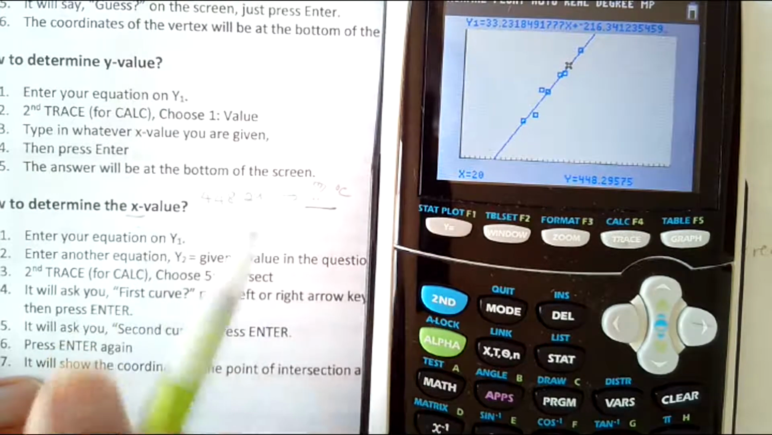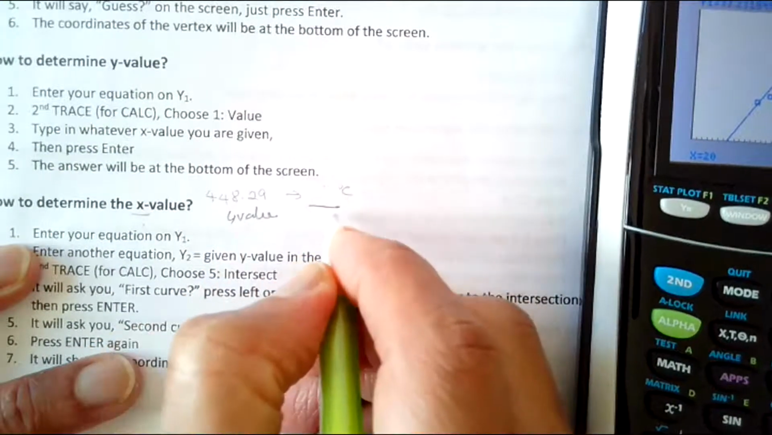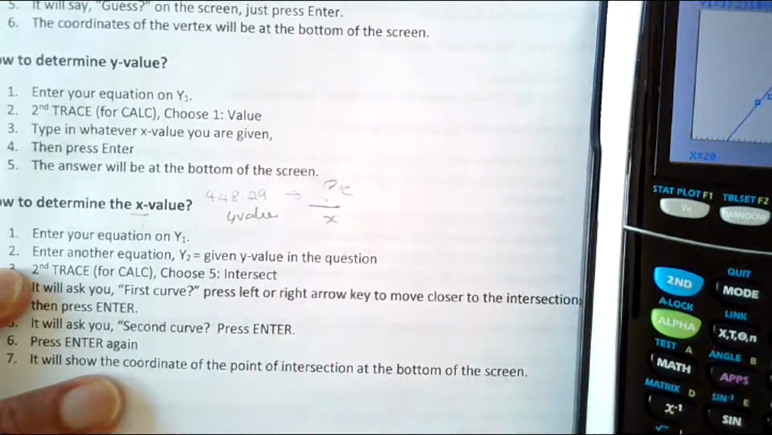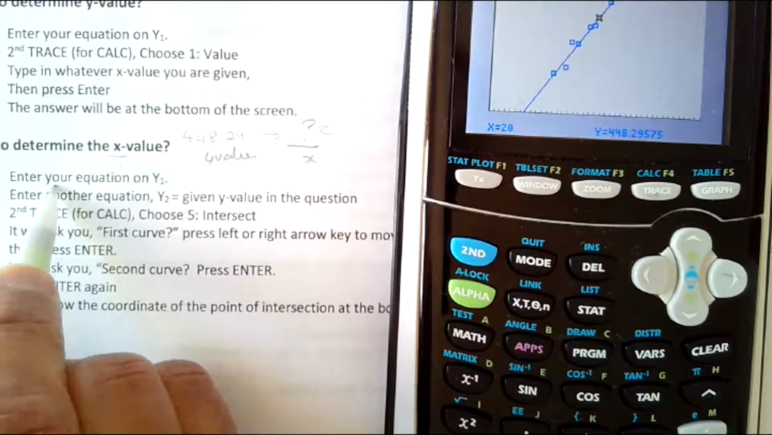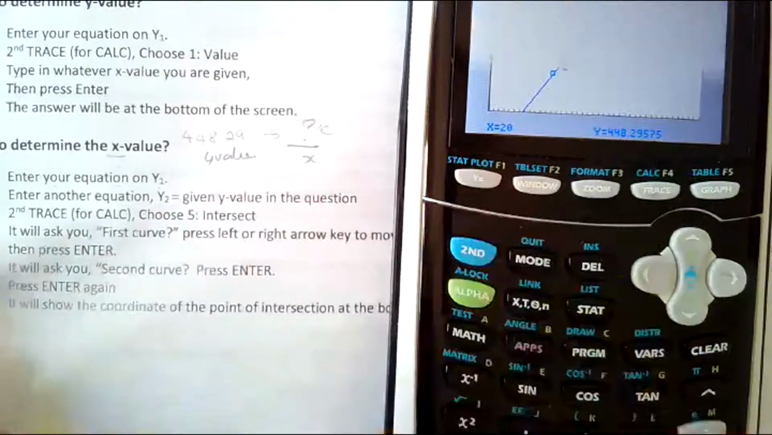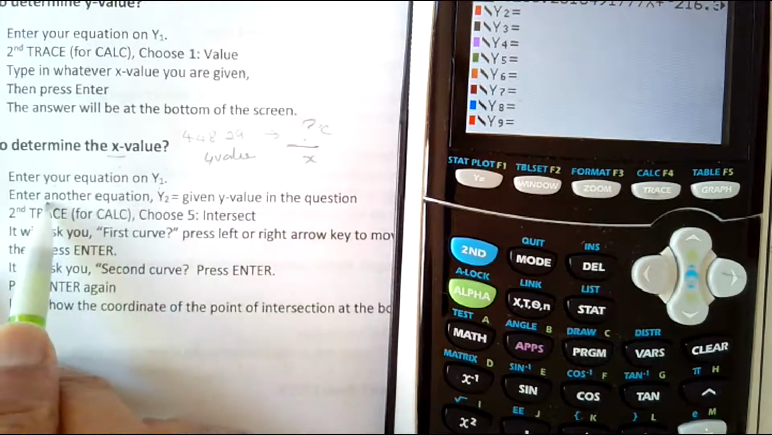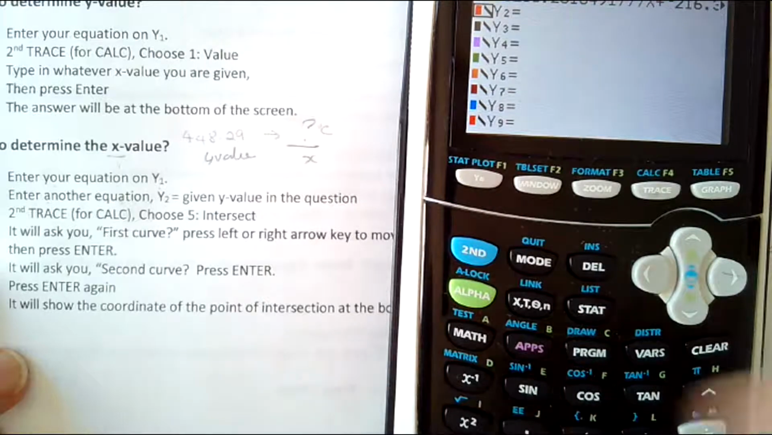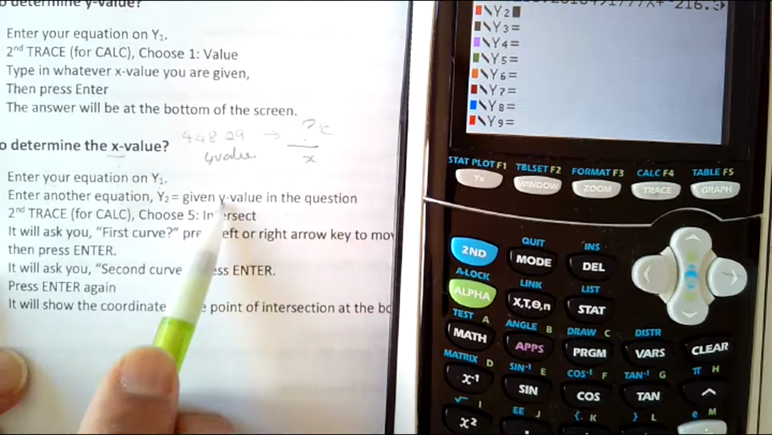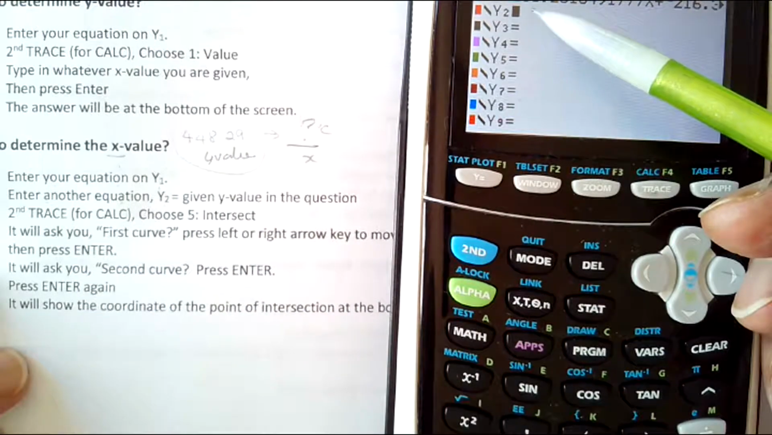That's where you find the X value. This is your Y value, the Y value that is given. We need to find the X value. And that's where we're going to use this step here. So you enter your equation in Y1, which we did. That equation is already there, got that from the beginning. Now enter another equation, Y2. In Y2, I'm going to go down here and to my right. The given value for Y, this is your Y value, I'll enter that into the Y2 line.